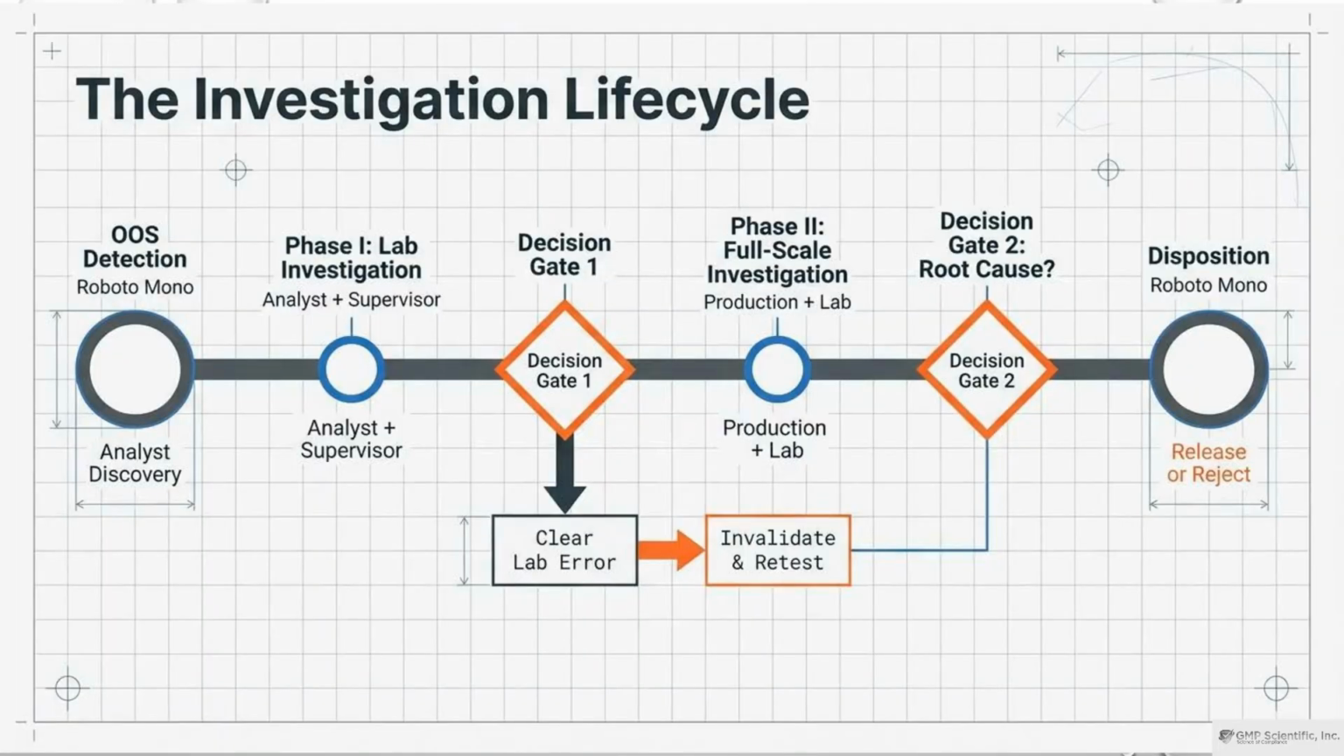The OOS investigation follows a defined life cycle. It begins with OOS detection, moves to a Phase 1 lab investigation, and then hits a decision gate. If no clear error is found, it escalates to a full Phase 2 investigation. Each gate ensures the process is controlled and scientifically justified.